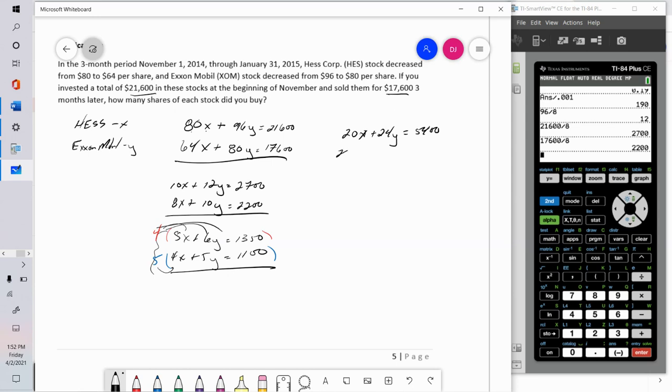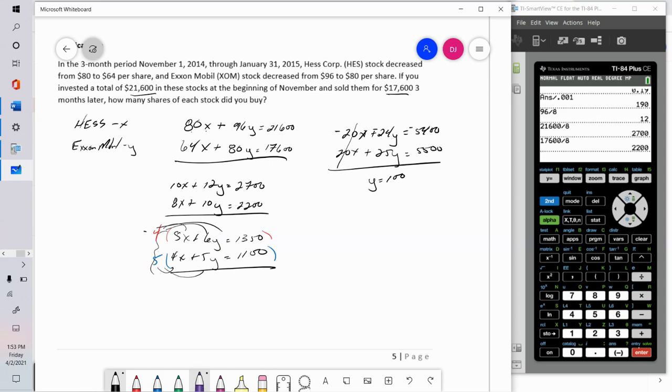5 times the 4x is 20x. 5 times the 5y is 25y, and that's going to equal 5,500. The reason I might do that is now, look, do I want a negative 24y or a negative 25y? I think I wanted this to be negative so that this would have been negative, negative, and negative. That way I'm subtracting the smaller numbers. Doesn't really matter. Cancel. 25y minus 24y, 1y equals 5,500 minus 5,400 is 100. So y equals 100.